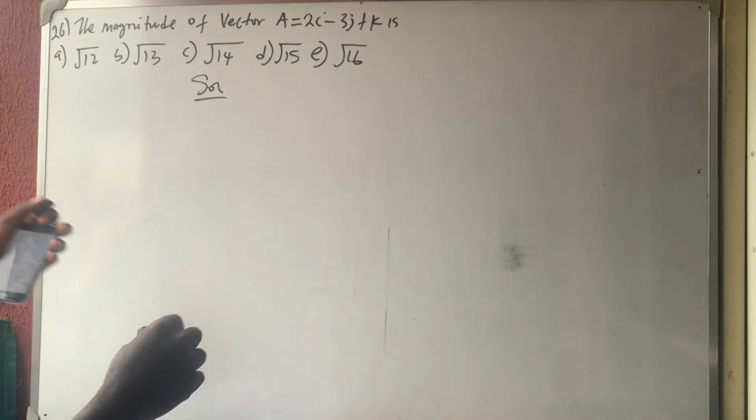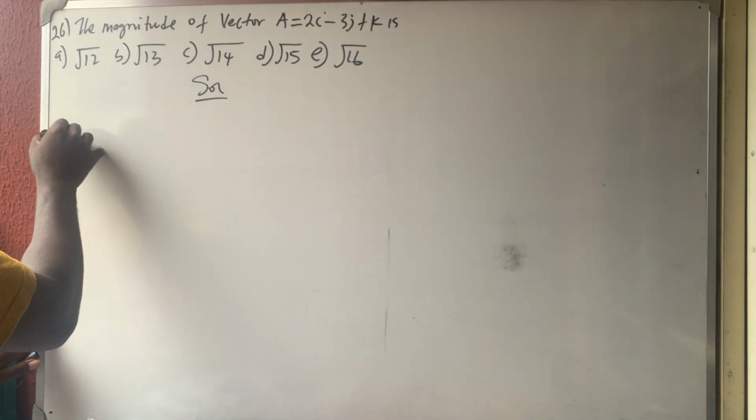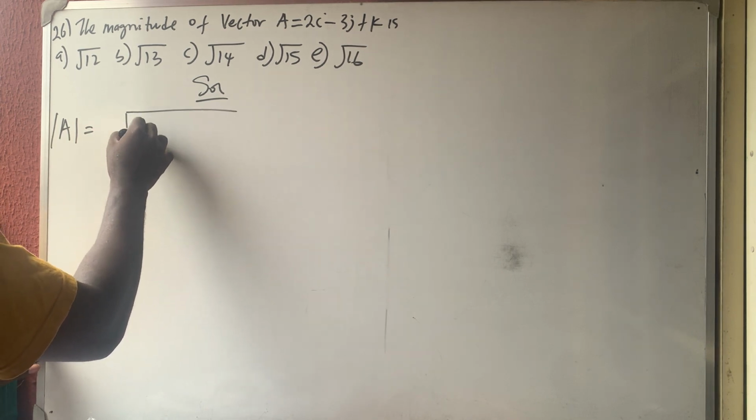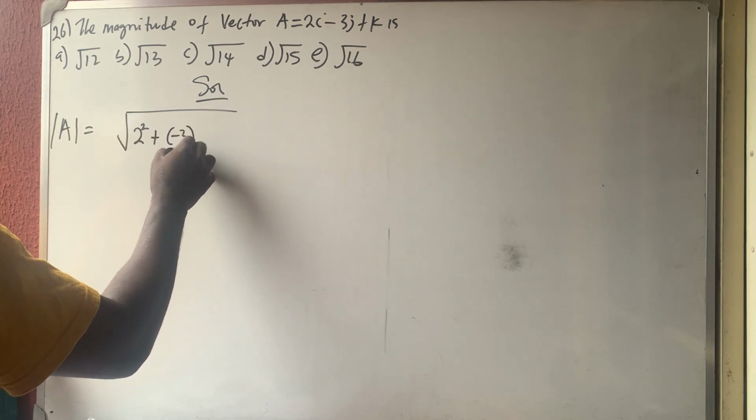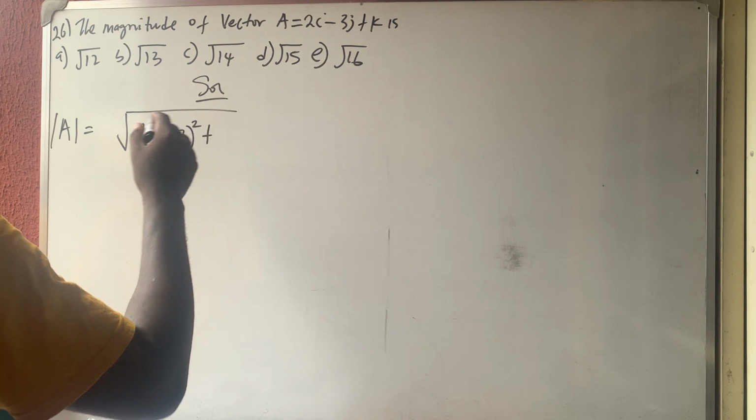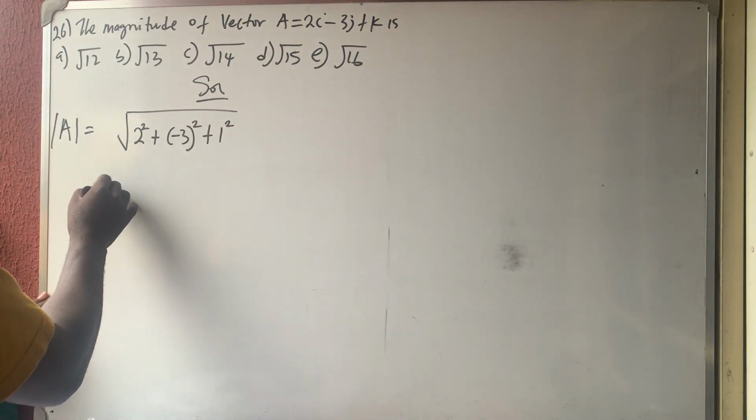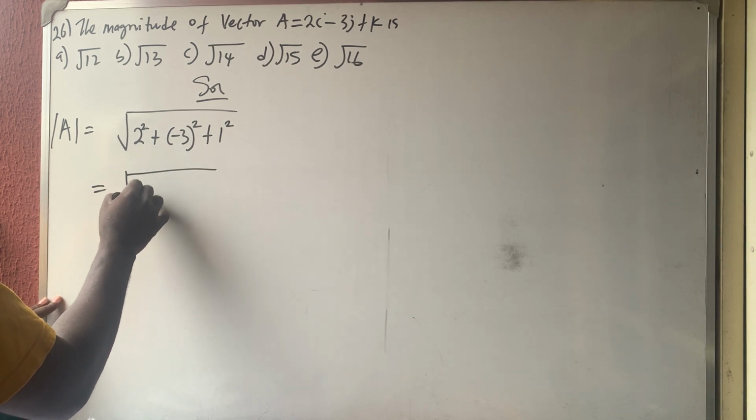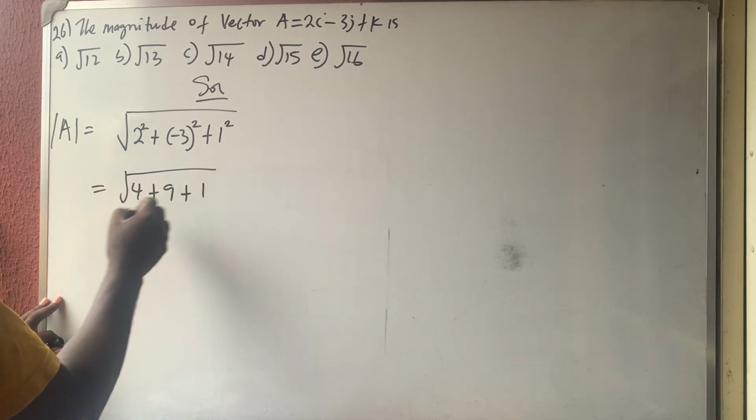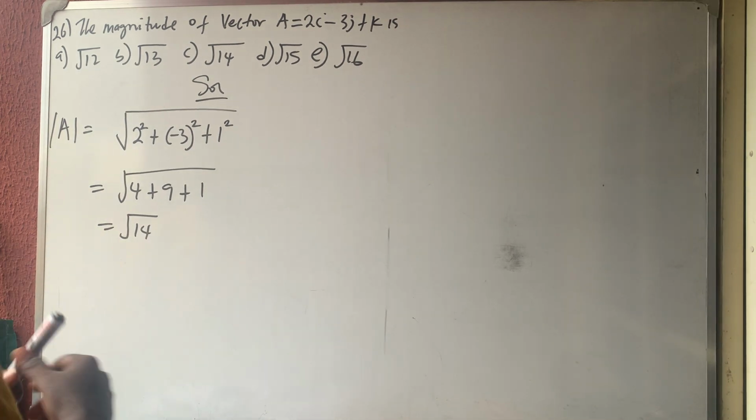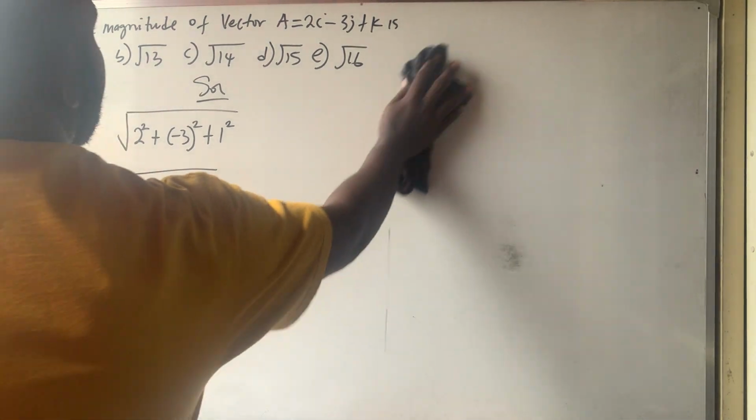Solution. I thought that magnitude of A, magnitude means Pythagoras theorem. So the square root of what? 2 squared plus minus 3 squared plus 1 squared. So what do we have? 4 plus 9 plus 1, square root of what? 14. So option C is very correct.